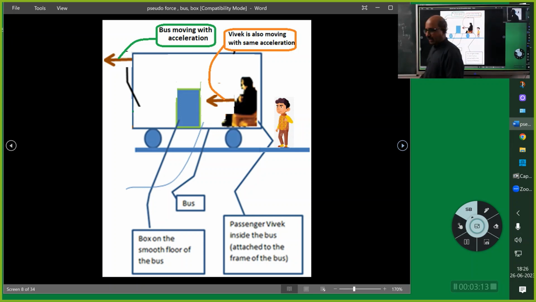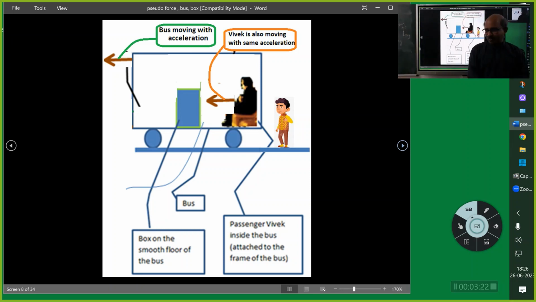Don't worry. If you feel the box should also accelerate, or there is something wrong in the diagram, you can tell. You have to understand that it's not that whatever I have written is correct. It may be wrong. It may be right. So you have to apply science and tell me, is it right? Wrong, sir. What is wrong? You have not shown the vector of the box. Vector of the box means what? The velocity vector, or the acceleration vector of the box.